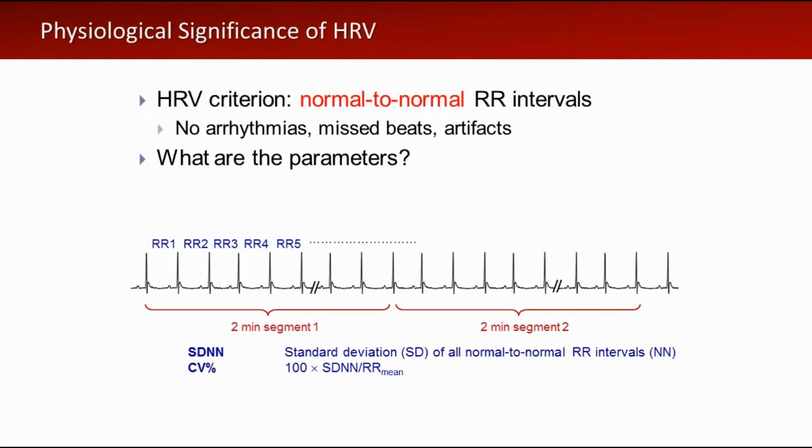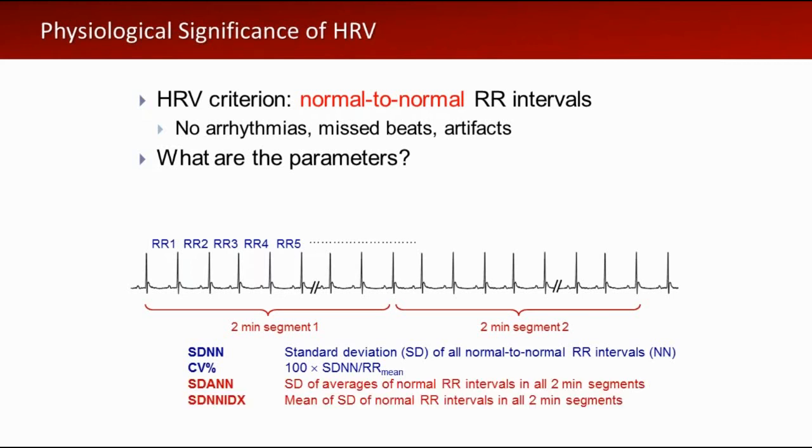But sometimes you want to look at your data a little bit differently, and so you can break your ECG recordings up into 2-minute batches. And this is nice because it gives you more of an intermediate heart rate variability window. From these 2-minute segments, you can derive a couple different parameters, including the SDANN, or the standard deviation of all of the averages of the normal RR intervals within a 2-minute segment. You can also determine the SDNNIDX, which is just the mean of those standard deviations of all the RR intervals in that same 2-minute segment.